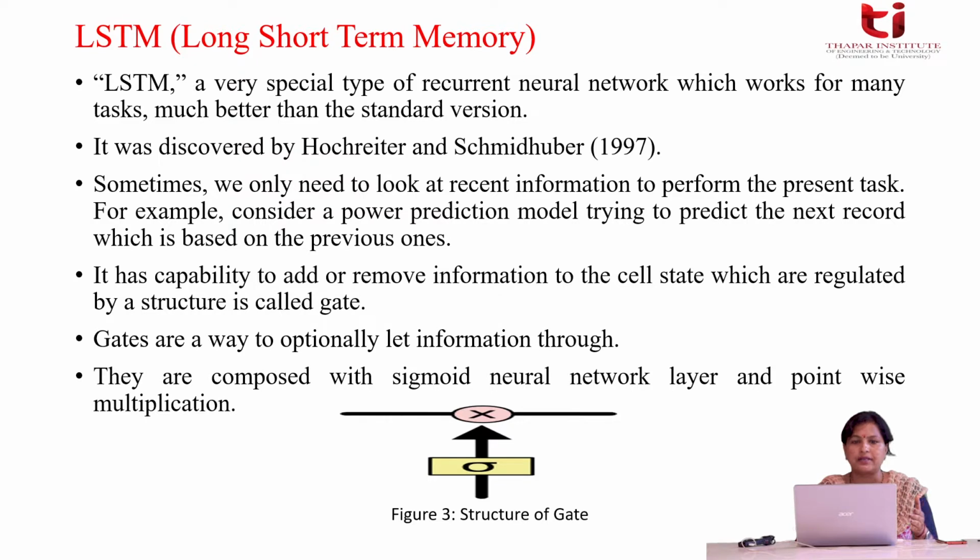For example, consider a power prediction model trying to predict the next record based on previous ones. It has the capability to add or remove information to the cell state, which is regulated by a structure called a gate. Gates are a way to optionally let information through. They are composed of a sigmoid neural network layer and a point-wise multiplication.